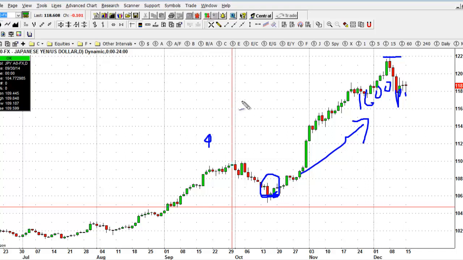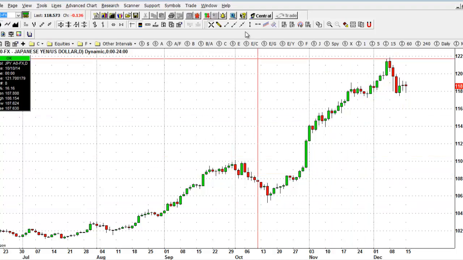Actually, our members were able to bag over 1,100 of these pips, our Forex income system members who are following the Auto Trader program. Okay, so that's the USD Japanese yen.